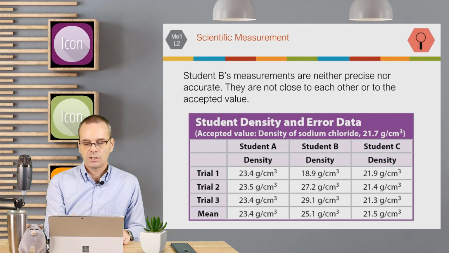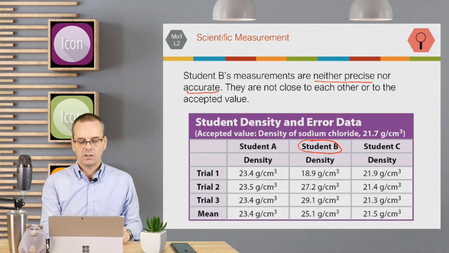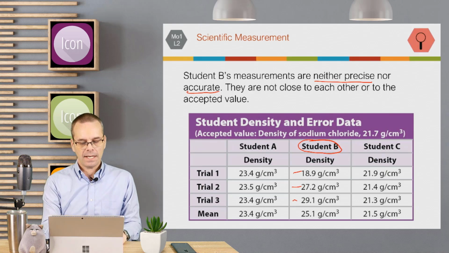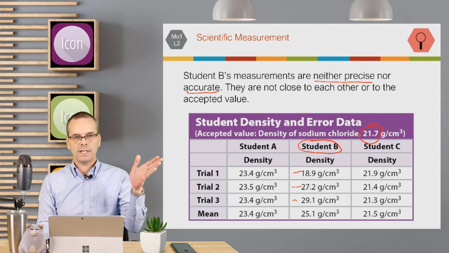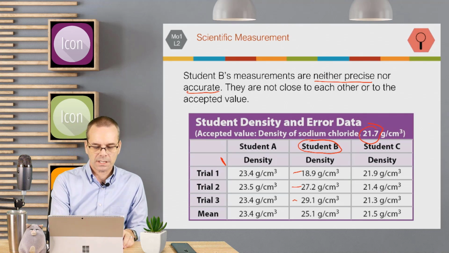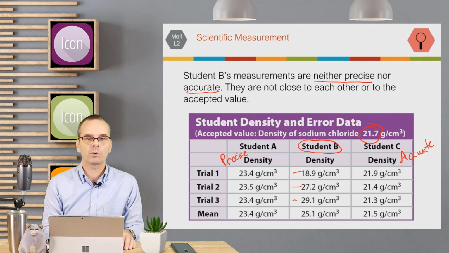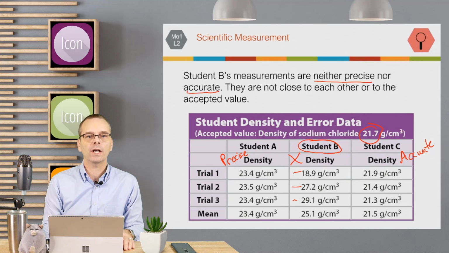And then finally, you have student B. Now student B, they are not precise or accurate. Look at this, 18.9, 27.2, 29.1. So their measurements are everywhere. And they are not close to 21.7. So again, student A was precise. Right? Student C was accurate because they were closest to 21.7. And student B, they weren't precise and they weren't accurate.